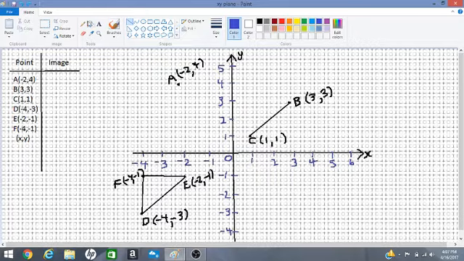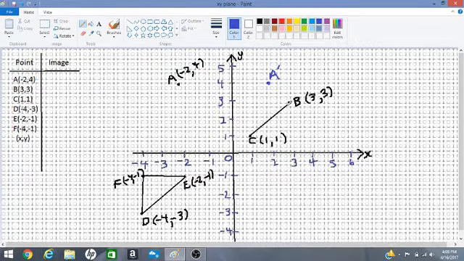So let's follow the horizontal line across. So if -2, 4, I expect the image to be at +2, 4. Okay, A prime. All right, let's look at reflecting line segment BC.